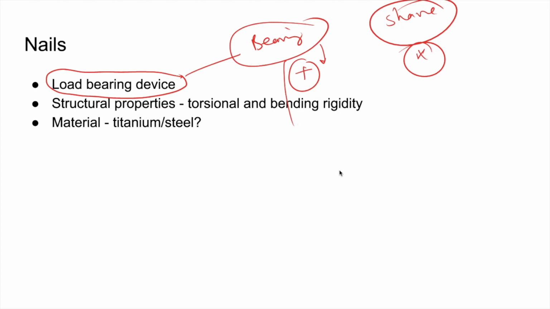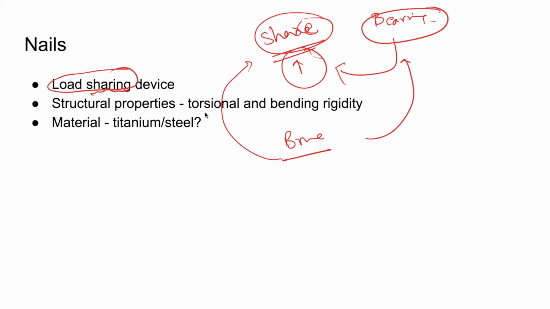So this is the important difference between nails and plates. Nails are load bearing, they bear weight, whereas plates only share weight. So this is a very important concept. Now, some of the structural properties of nails.